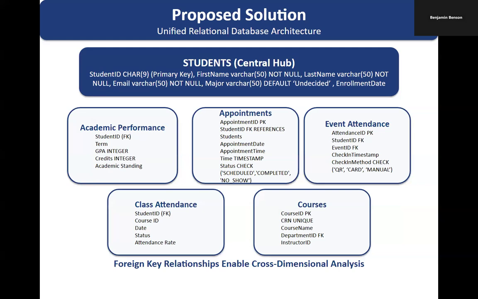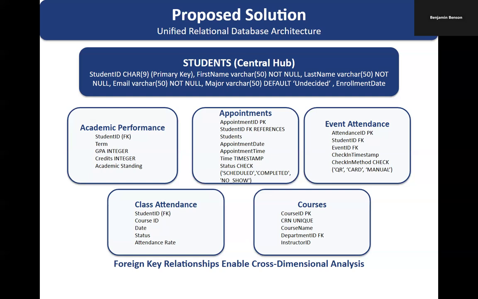So a proposed solution would be a unified relational database architecture. These are essentially the fields that would be used for students. So student ID is 9 characters long. It's a primary key. It's how we match the first name, last name, and everything. I'll leave this up for just a second while I talk, but this is essentially how we would set up the tables, or each table, in the database.